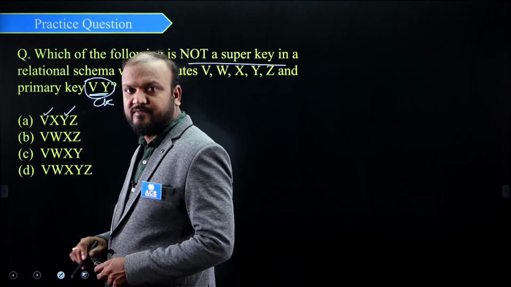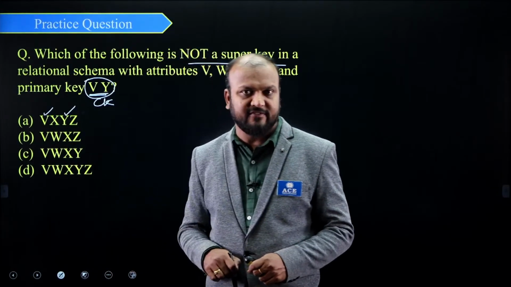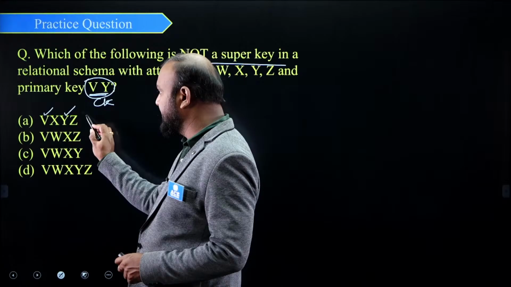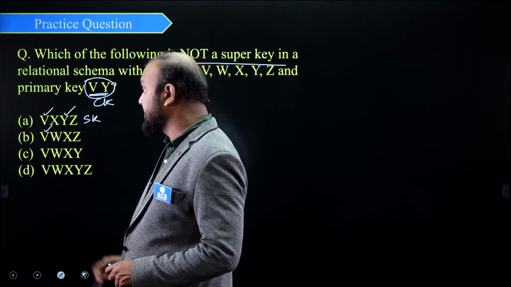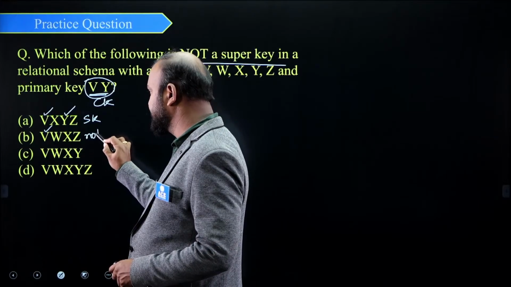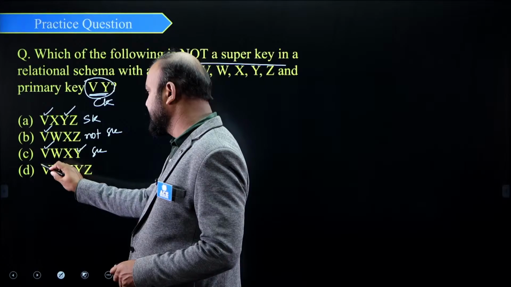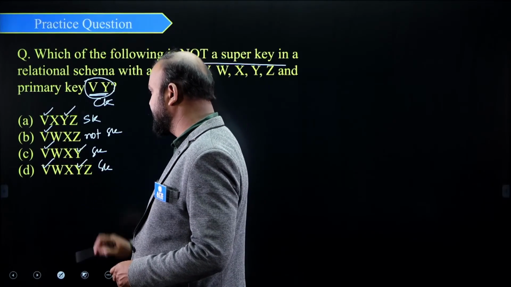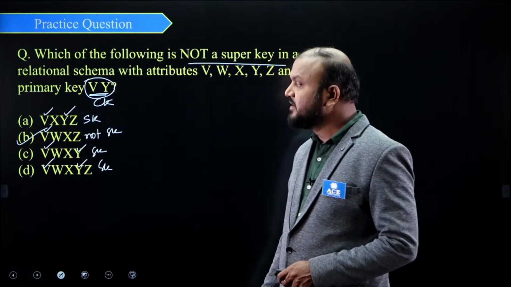First it should be unique, because if it is a candidate key it is a unique identifier. So because it is a unique identifier, we can call it a super key. Here V is there but not Y, so it is not a super key. Here V is there, Y is there, it is a super key. Here V is there, Y is there, it is a super key. So the question is about not a super key, that is option B.